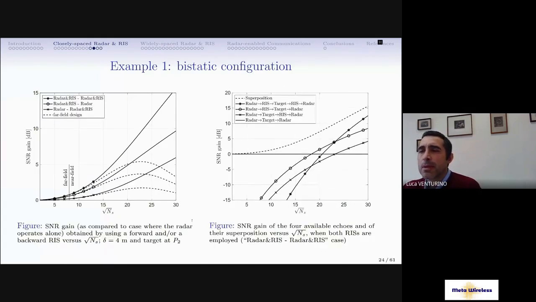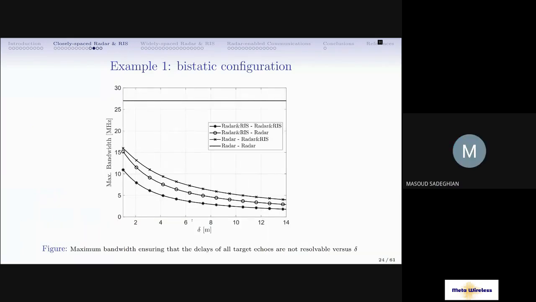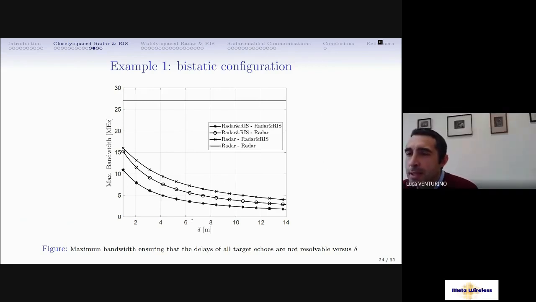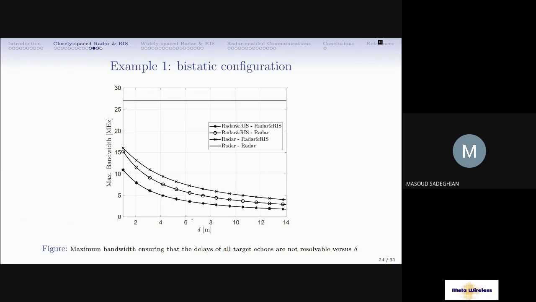Luca, another question. Sorry, could you explain this plot again, why it's decreasing because of the RIS? Can you explain why the maximum bandwidth decreases with the distance? I think now we are in the wideband, and based on the distance between the radar and the RIS, we have to decrease the bandwidth to get the best performance. Why is it happening?